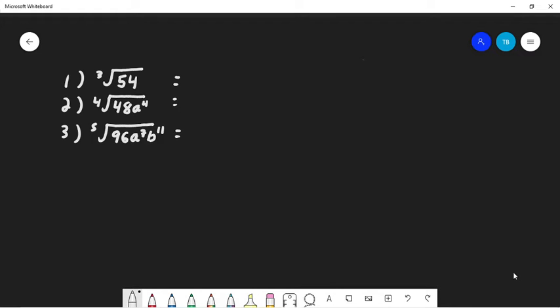Today we're going to go over how to simplify cubic, fourth, and fifth root radical expressions. Now in a previous video we learned how to simplify square root radical expressions, so if you haven't seen that, please check it out, because the process that we're going to cover in this video is almost identical.